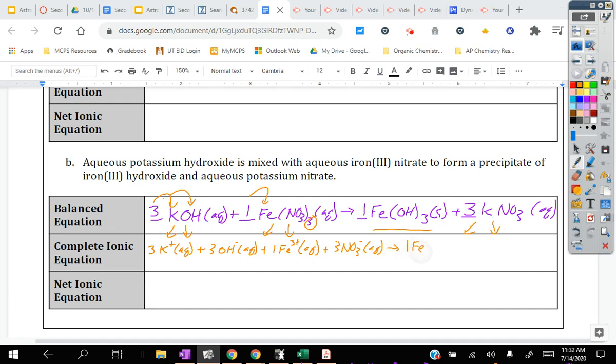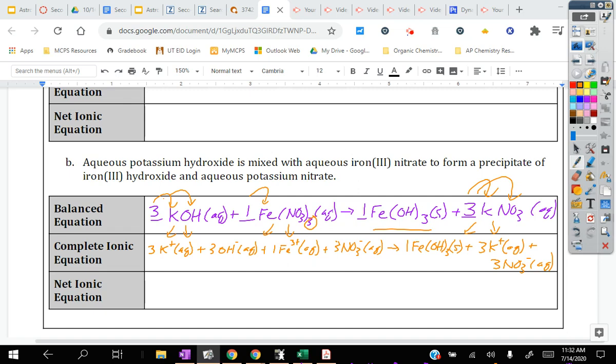I end up with 1 mole of Fe(OH)3 that stays solid. And then I get 3 moles of K+ aqueous, and 3 moles of NO3- also aqueous. This would be my complete ionic equation. Notice I also applied the 3 to both of these, so 3 moles of K+, 3 moles of nitrate.